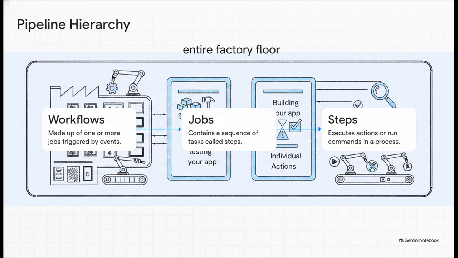Now, jobs run in parallel by default, handling the really big tasks, like building your app and testing your app at the same time. Inside those jobs, you have steps. And finally, steps execute individual actions. Think of the steps like the robotic arms on the assembly line, performing sequential commands or running prepackaged scripts.